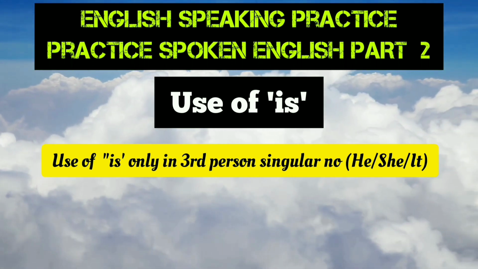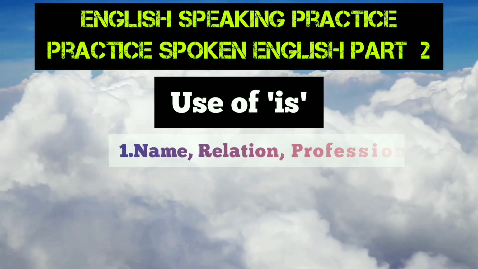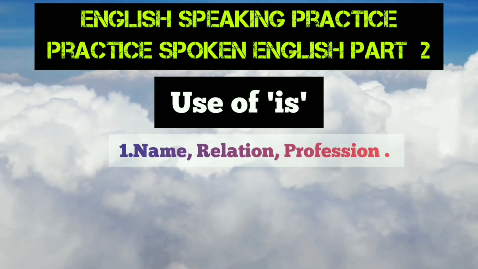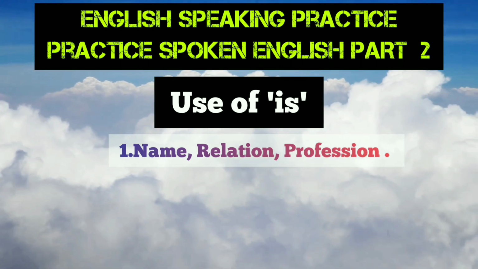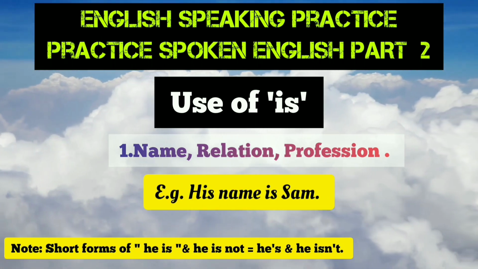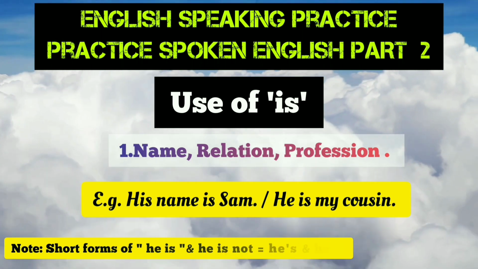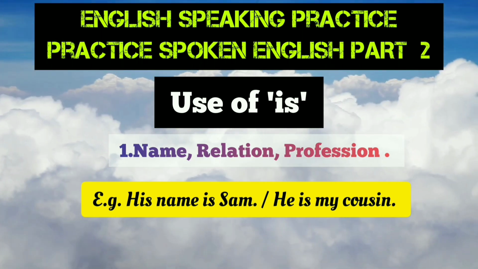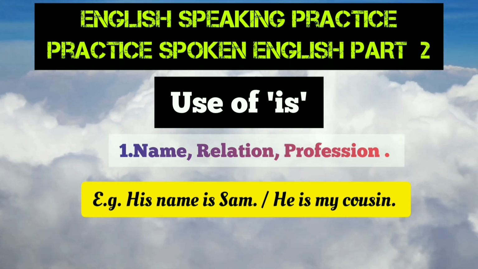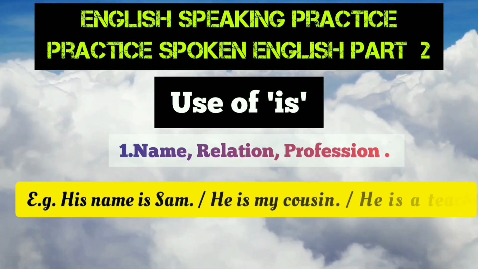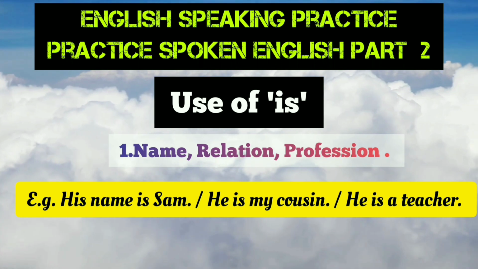So we use is to talk about someone's name, relation, profession. So let's see some sentences. As you see, the first one, his name is Sam. He is my cousin. You're talking about your relationship here. And up next, you see the next sentence, you're talking about someone's profession. He is a teacher. And this is also a positive sentence.